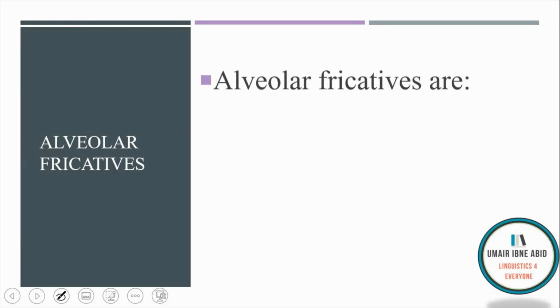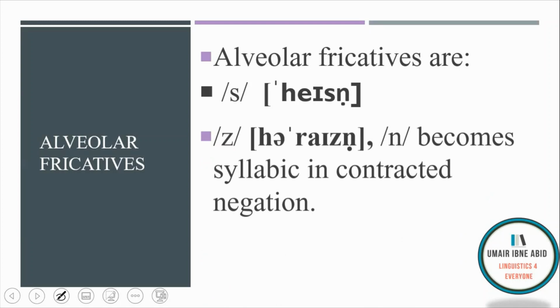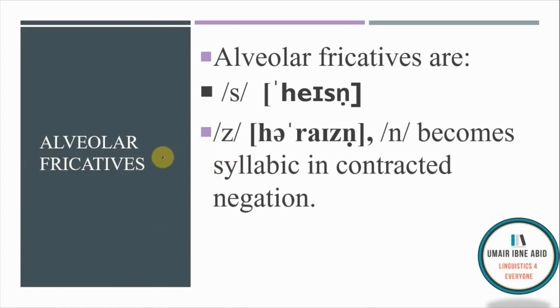Now, alveolar fricatives. Alveolar fricatives are only two, s and z. So once again, you can see the same case here in "hasten". You know the spelling of hasten; the T is silent here, so it has nothing to do with phonemic transcription.